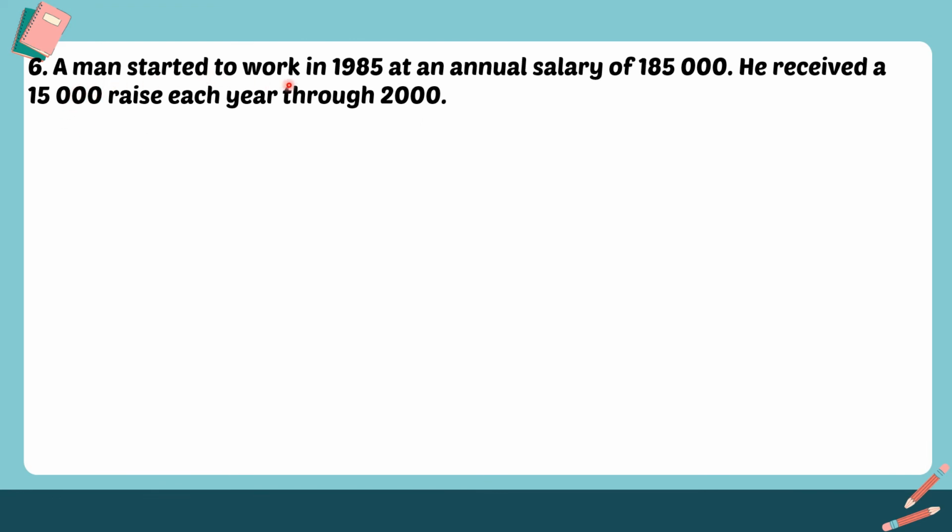Let's have our sixth example. A man started to work in 1985 at an annual salary of 185,000. He received a 15,000 raise each year through 2000. So, ibig sabihin, nagdadagdag daw ng 15,000 bawat year hanggang year 2000.